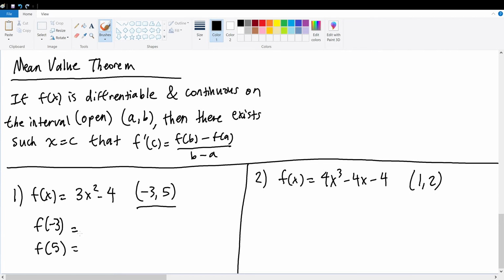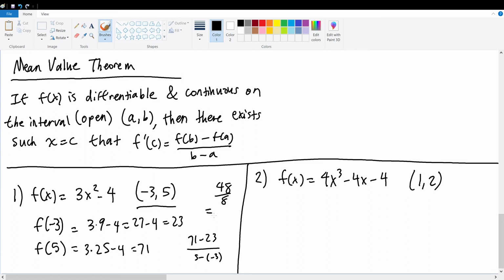So what is f of -3? Well, we just simply plug it in to get 3 times 9 minus 4, which is equal to 27 minus 4, which is equal to 23. Now, when x is equal to 5, we get 3 times 25 minus 4. 3 times 25 is 75 minus 4 is 71. And the secant slope that passes through these 2 points is 71 minus 23 over 5 minus -3, which is the same thing as 48 over 8, which is the same thing as 6.